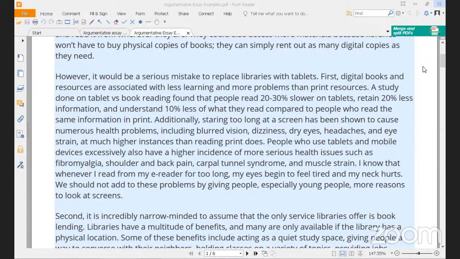I don't remember the teacher's word, syndromes, health problems perhaps. And well, it says here, staring too long at the screen has been shown to cause numerous health problems: blurred vision, dizziness, dry eyes, headaches, and eye strain. Yes, of course, but in today's way of living, a big percentage of jobs require looking at computers, if not more than that.